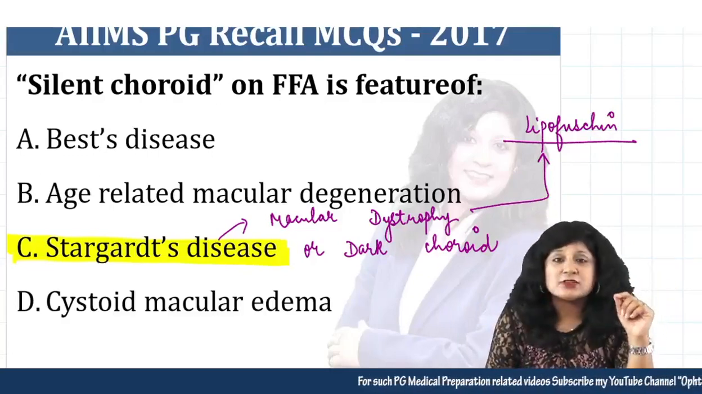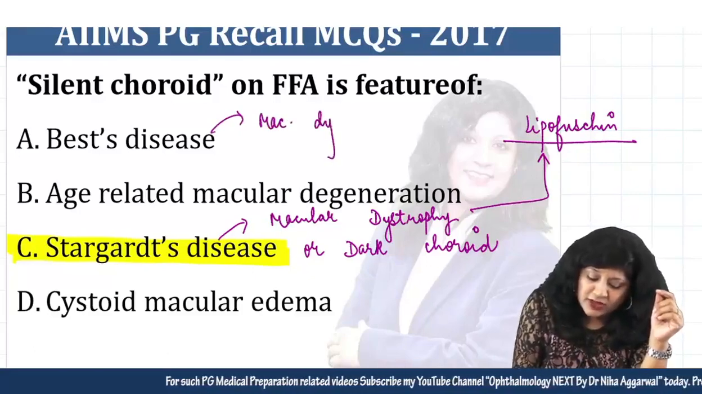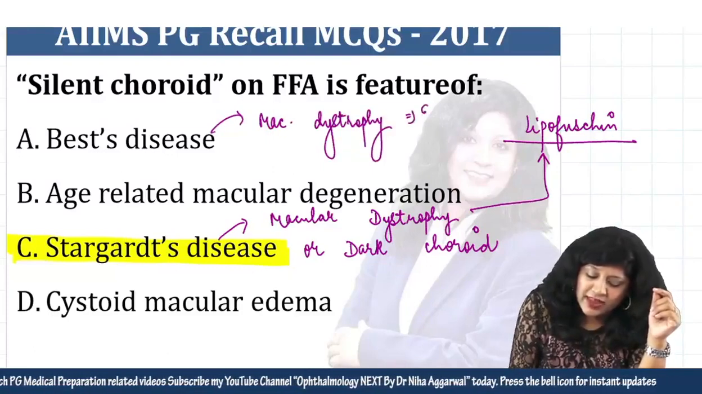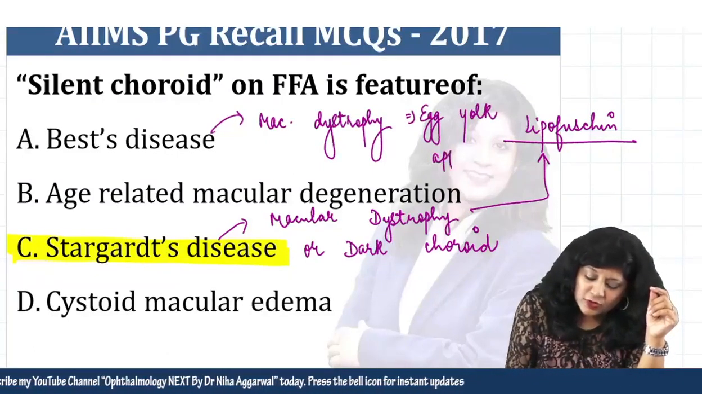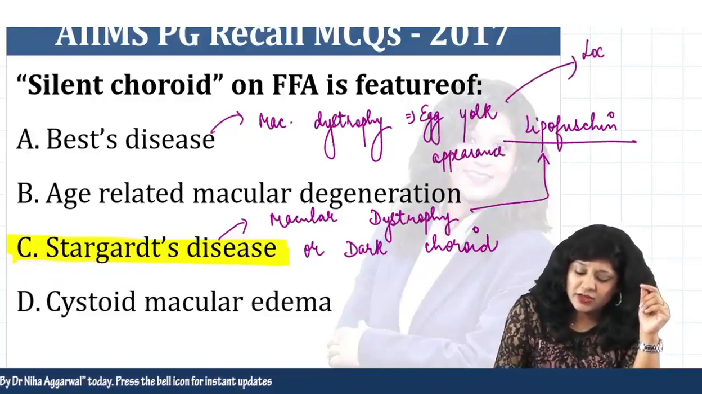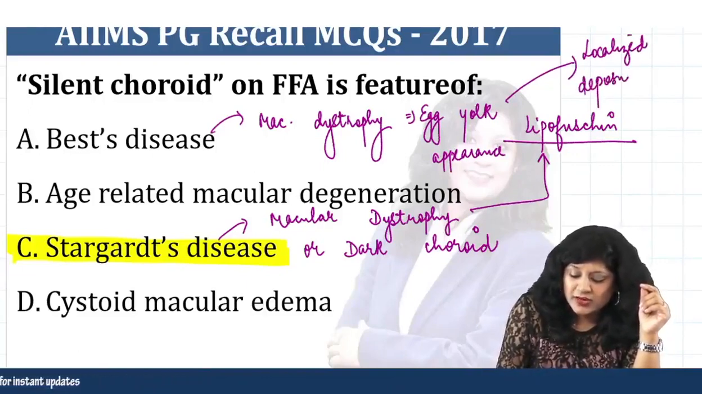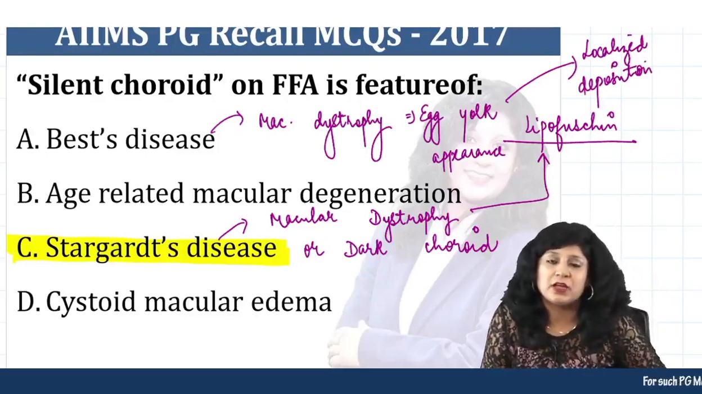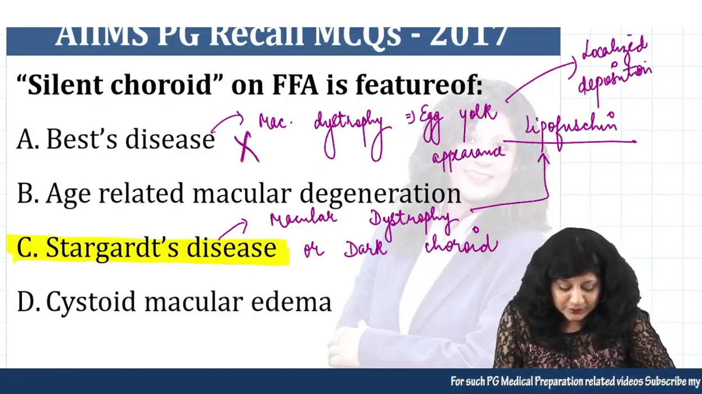Now, in cases of Best disease, this is also a macular dystrophy, but it gives you the typical egg yolk appearance and not the silent choroid, because here you have localized deposition. Here also we get deposition of lipofuscin, but it is just localized, not diffuse. So the answer is not Best disease.